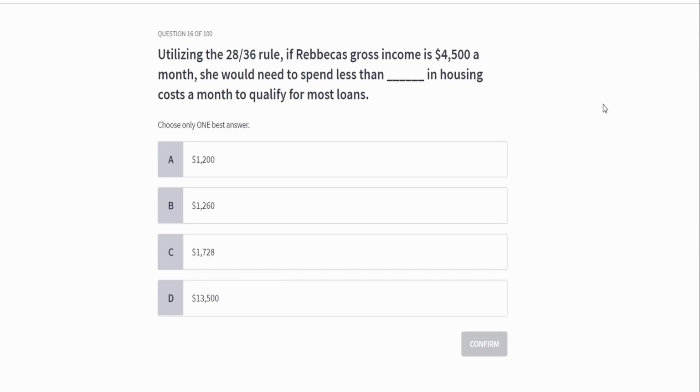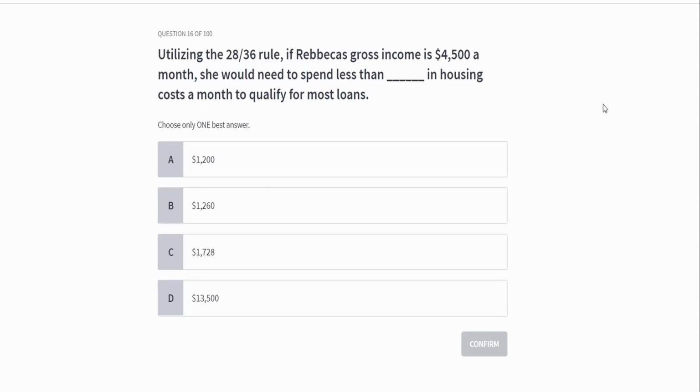So the rule states a household should spend a maximum of 28% of its gross monthly income on total housing expenses and no more than 36% on total debt service. So lenders typically want no more than 28% of your gross monthly income to go towards your housing expenses, including your mortgage payment, taxes, insurance. So once you add in monthly payments and other debt, the total shouldn't exceed that 36%. So that's kind of the rule behind that, for those of you guys who weren't familiar with it.